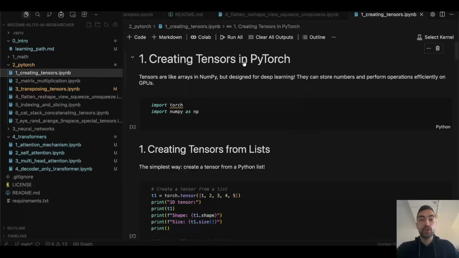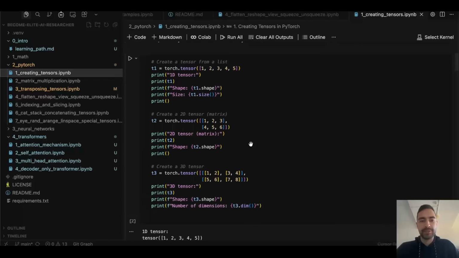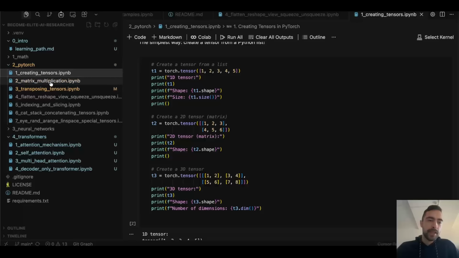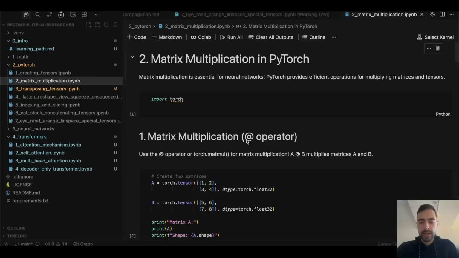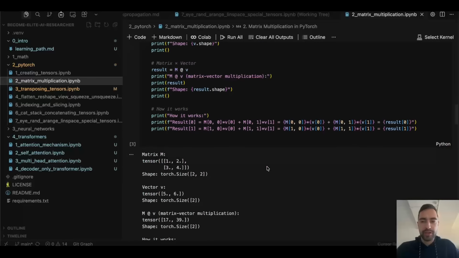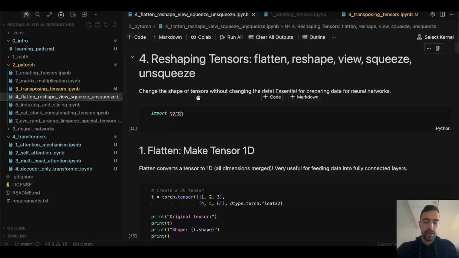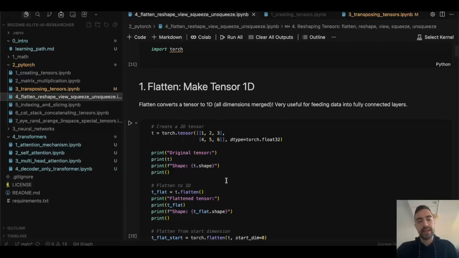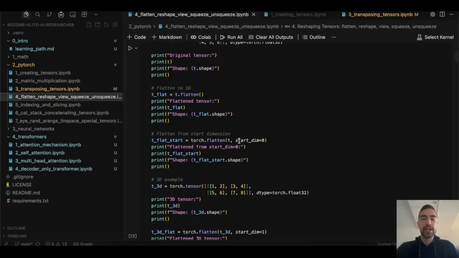Then there is PyTorch module. The first lesson includes creating tensors, understanding data types. Then matrix multiplication, different operators and how matrix multiplication works in PyTorch. Then transposing, flattening, reshaping, viewing, squeezing, unsqueezing tensors. All of these things are gonna be used very frequently in AI research, so you need to understand and master them. And I have a lot of examples for you to play around. You can find this GitHub repository below the video, the first link in the description.